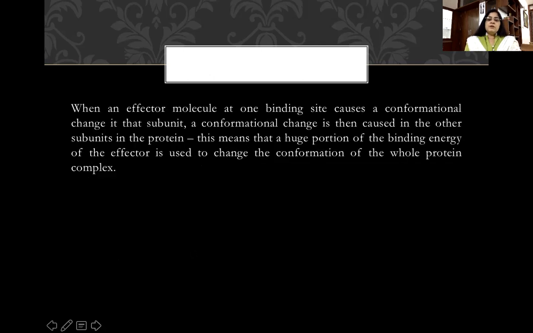When an effector molecule at one binding site causes a conformational change in that subunit, a conformational change is then caused in the other subunits in the protein. This means that a huge portion of the binding energy of the effector is used to change the conformation of the whole protein complex.